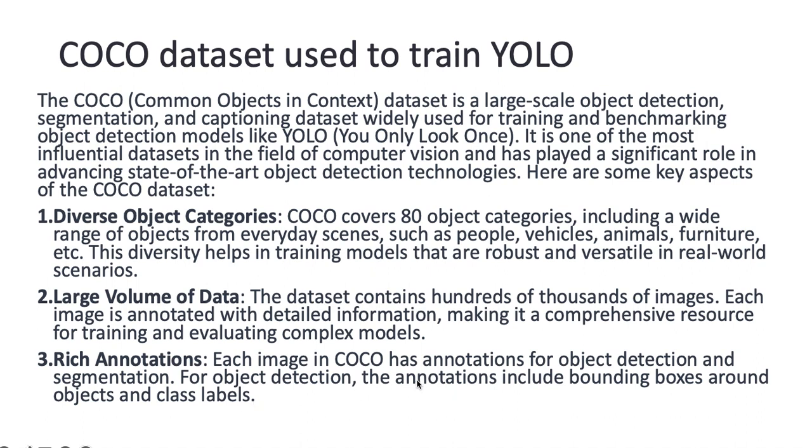For detection, the annotations include the bounding boxes around the objects and the class. So there are hundreds of thousands of images in COCO, and each image contains various objects, and those objects are annotated. There is a bounding box put around the object, and the label is put, right, for every object present in that particular image, and such images are given for training to YOLO.